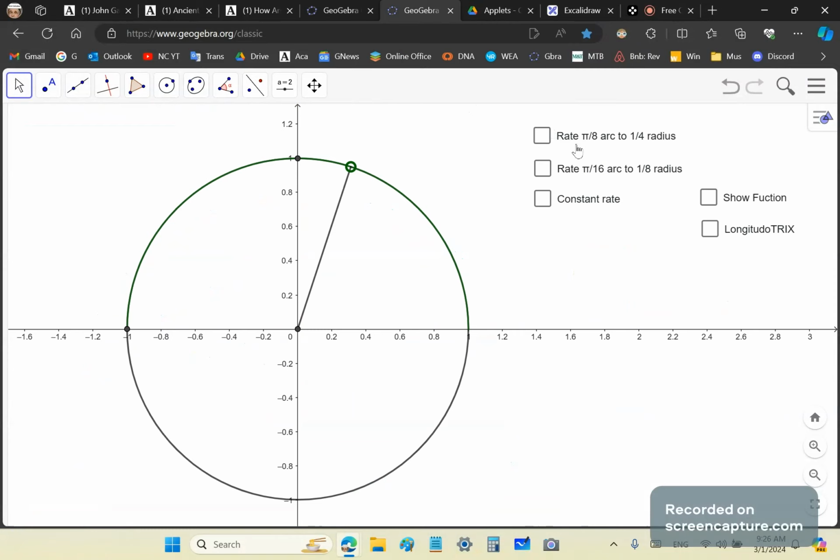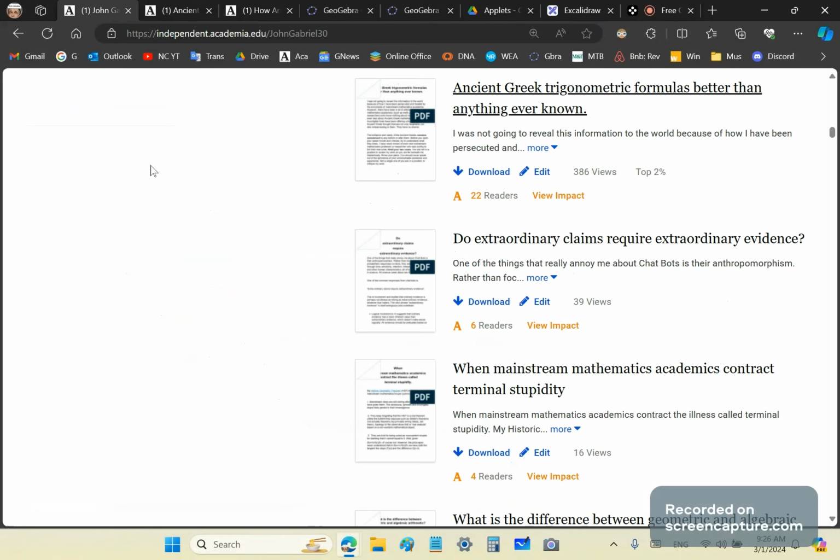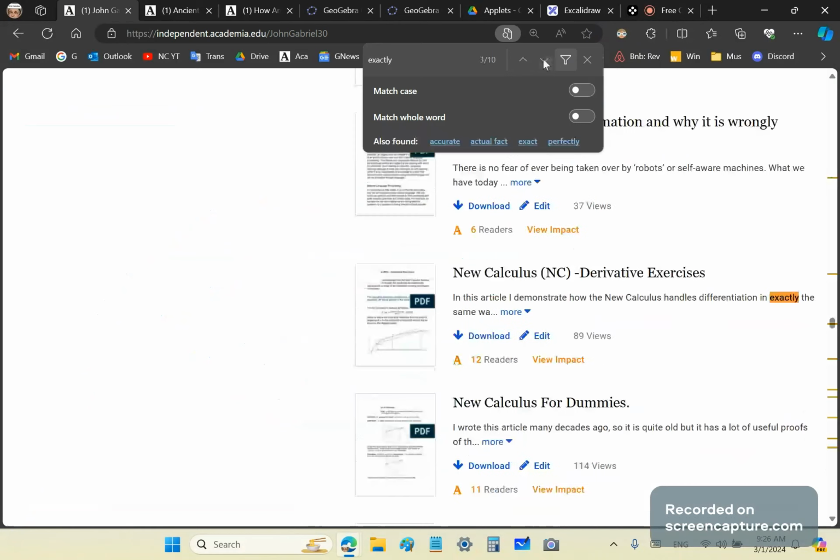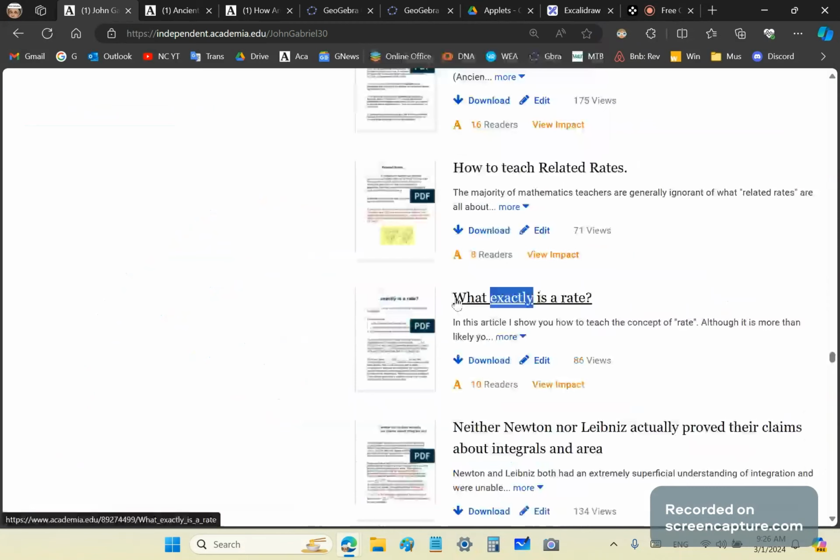I have an article on my site which is called Exactly What is Rate? Let's just say exactly rate and see if it finds it. I've got plenty of exactlies here, so let's see if I can find the rate one. Here you go. I'm going to place a link to this article where I show you what rate means and how it evolved.